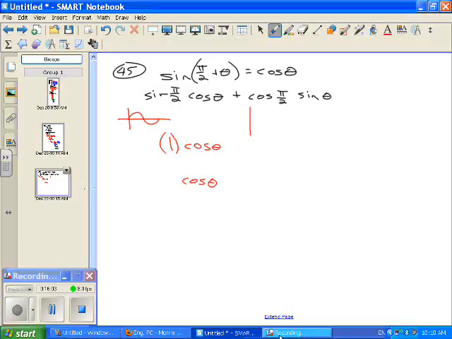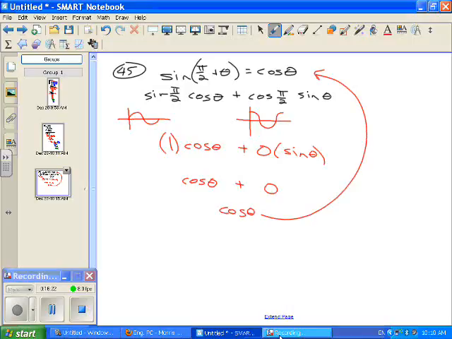All right, over here, I have cosine of pi over 2. That's looking at this picture. What's happening at pi over 2? It's 0. So I get plus 0 times sine of theta. What's that? 0. What's cosine plus 0? Cosine, which is what I wanted. Yeah, these are much faster than the other ones were. Right, and they usually rely on the wavy graphs.